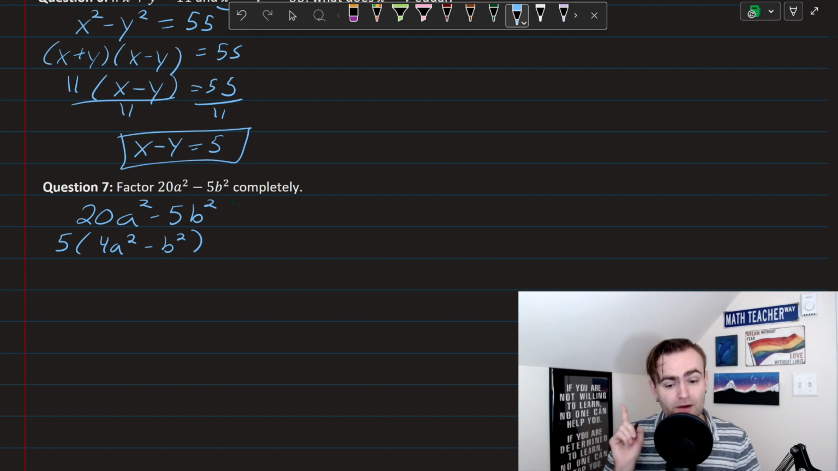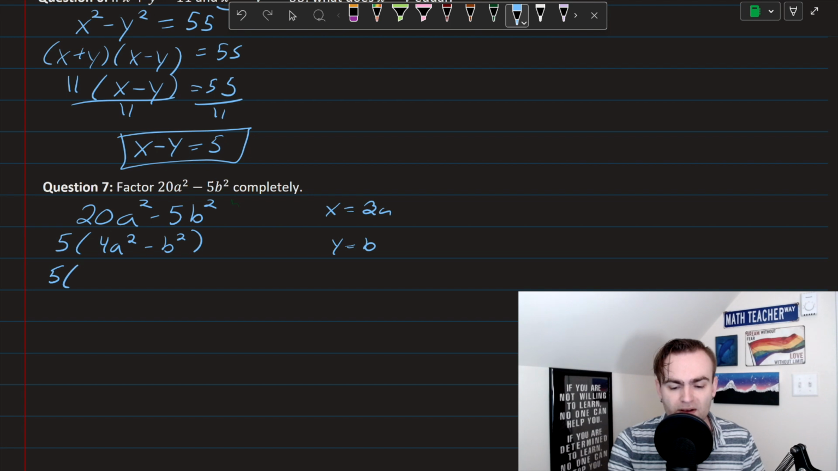Now 4 is a square, a squared is a square, and b squared is a square, and I'm subtracting. So this is actually the difference of squares, where the x we had up at the top there, so let's use that instead, where the x is 2a and the y is b, because 2a squared is 4a squared, and then b squared is b squared. So this just turns into 5 times (2a plus b) times (2a minus b).